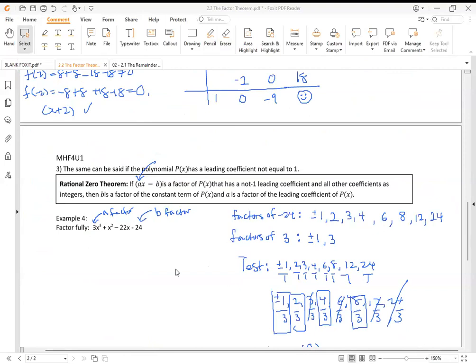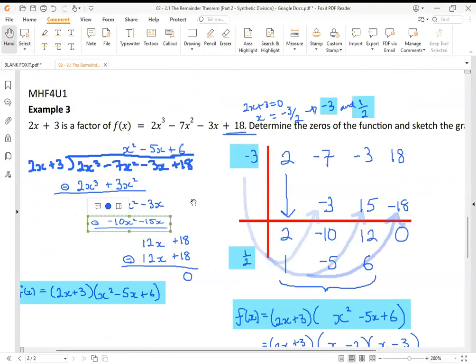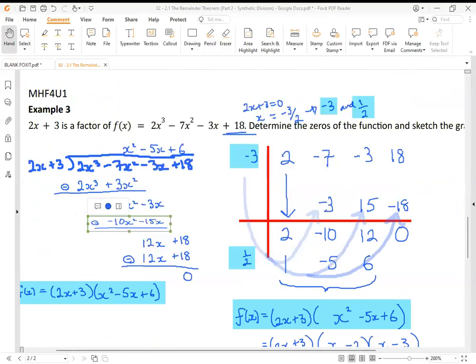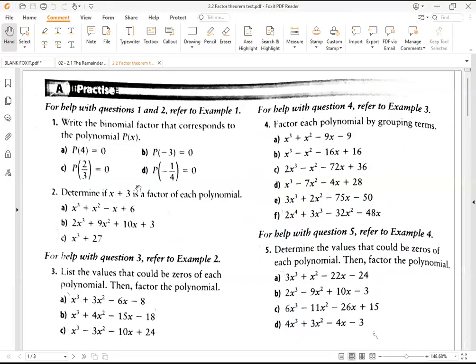The final piece of the puzzle. Oops. Uh-oh. What did I do? Oops.